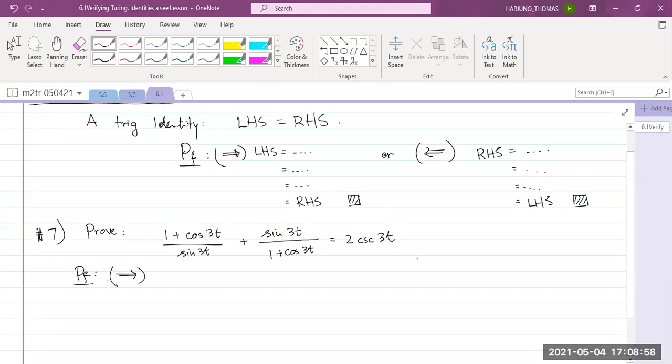Okay, suppose you decide to prove from left to right, then use that notation first. Second, write these letters, LHS, that stands for left-hand side, equals to whatever you see on the left-hand side: 1 plus cosine 3t over sine 3t plus sine 3t over 1 plus cosine 3t. Don't do any computation, any simplification, nothing. Just copy paste whatever you have on the left-hand side.